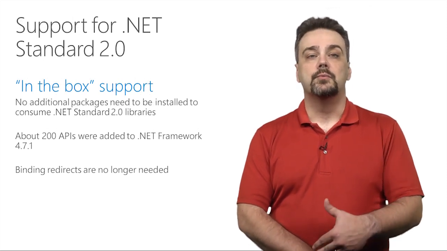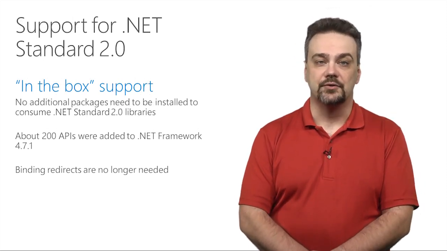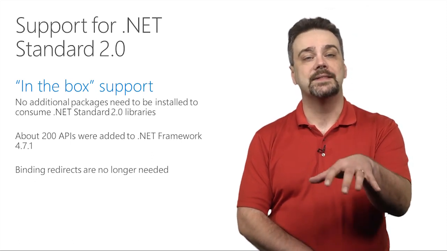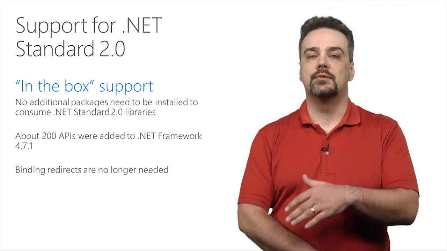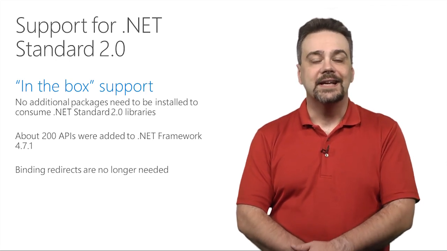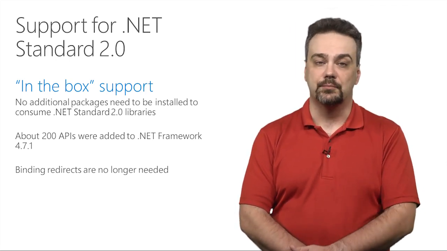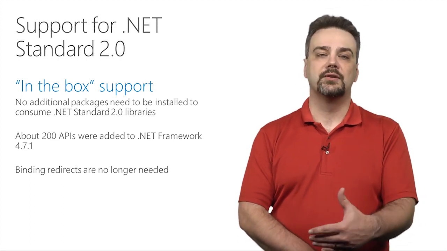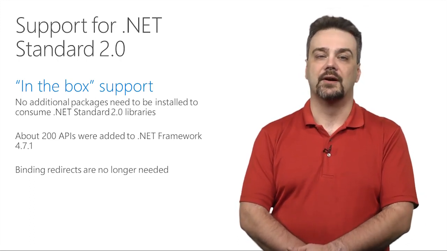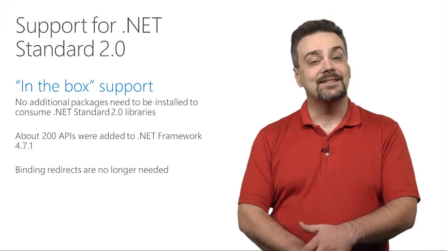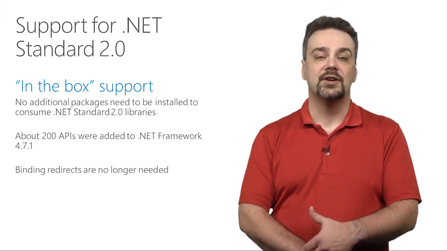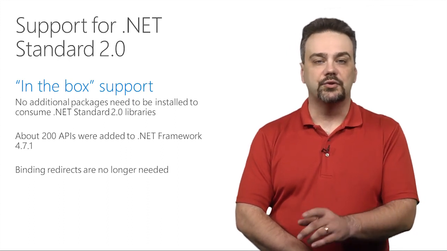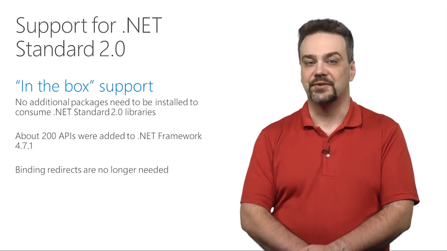First off, we've improved the support for .NET Standard 2.0 in this version of the .NET Framework by making it in the box. That means you don't need to install additional packages in order to consume .NET Standard 2.0 libraries. To accomplish that, we added about 200 APIs to this version of the framework. And that means that you don't need to manage any binding redirects for those other assemblies. We'll generate and manage those assembly numbers for you.